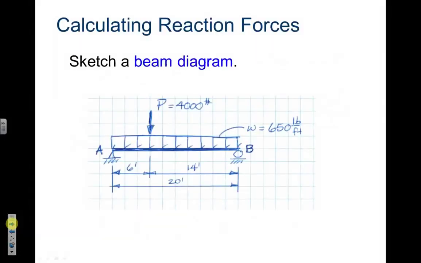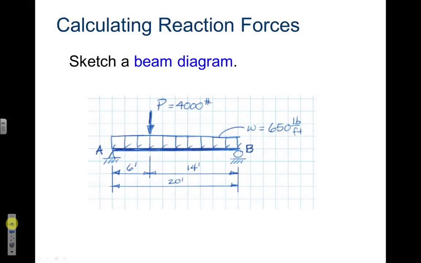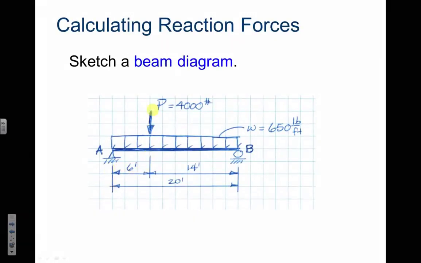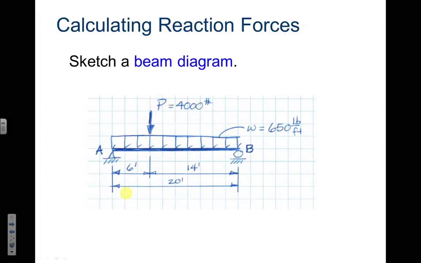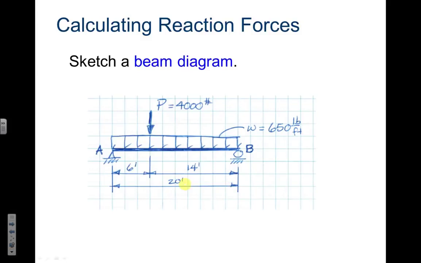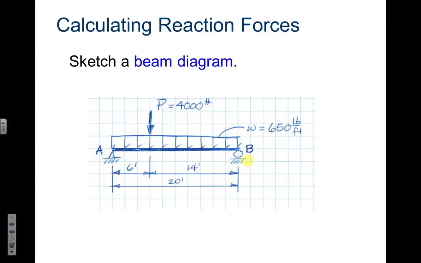Okay, here's a sketch of a beam diagram. Let's make ourselves familiar with this. We have some dimensions, 6 feet to our point load. P stands for point load of 4,000 pounds. Total distance of 20. From the point load to point B is 14 feet. Here's a pin, here's a roller, points A and B. This is 650 pounds per foot. This is a uniform load across the entire beam.